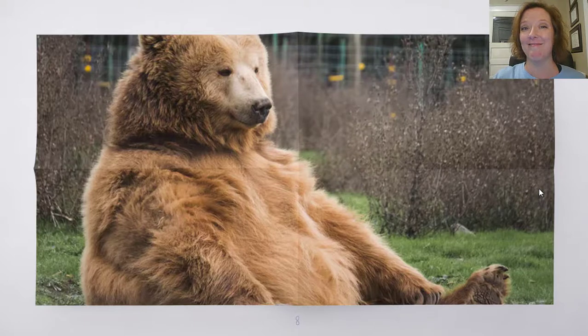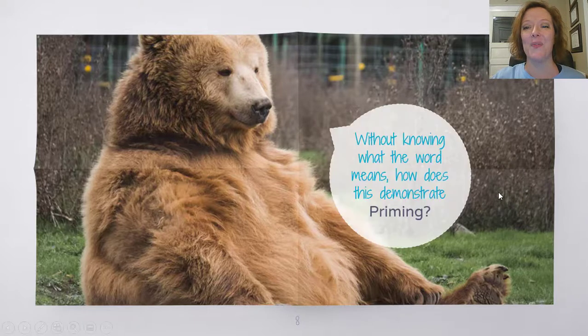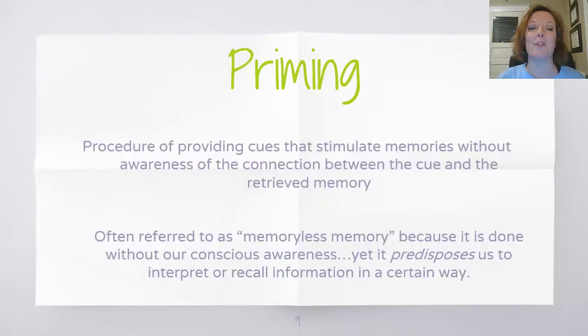Have you done it? Without knowing what this word means, how does what I just had you do demonstrate the concept of priming? Okay, priming is providing cues that stimulate memories without awareness of the connection between the cue and the retrieved memory. I asked you to remember how to spell the word bear. Tell you what kind of bear.